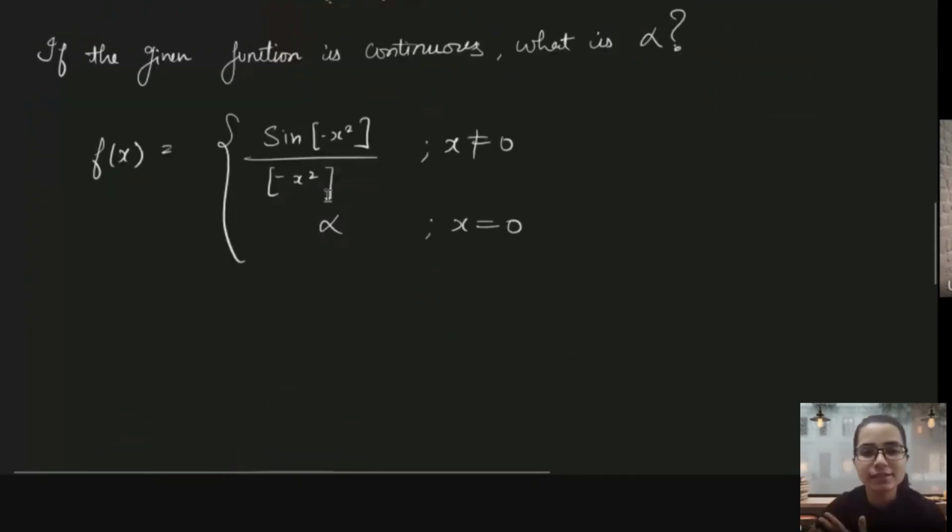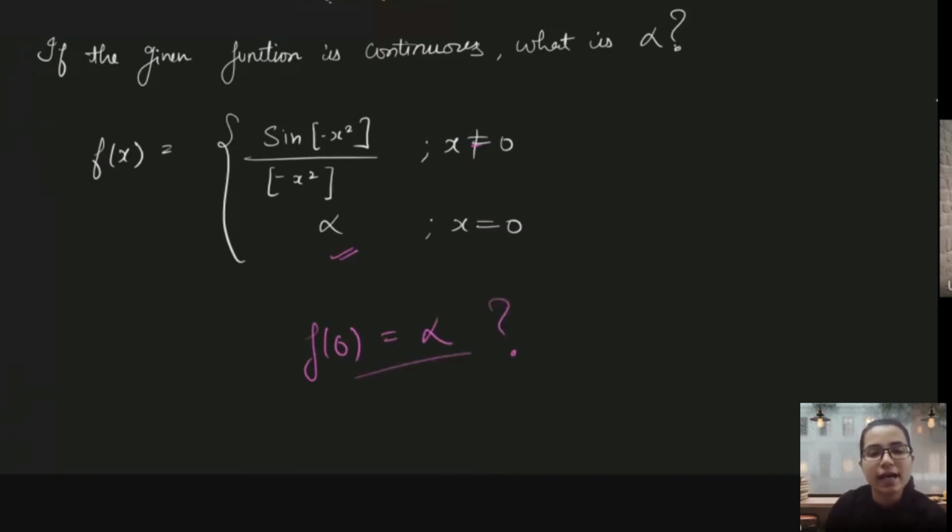Okay, let's do a quick exercise. Take out your pen and paper and try to solve this question. If the given function is continuous, what is alpha? I want to know what is alpha. So alpha is the value of this function at 0. I don't know what alpha is, I want you to answer me. And the brackets right here denote the floor function, or the greatest integer function.